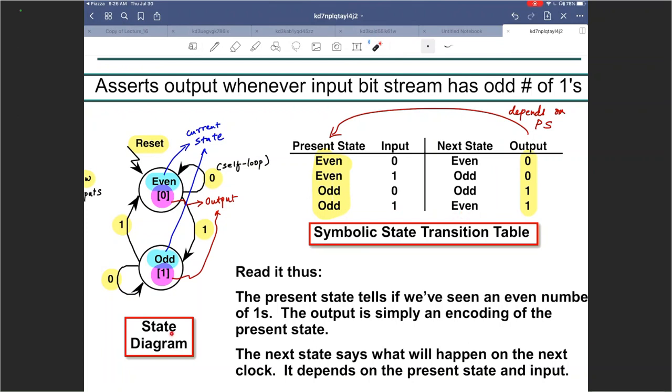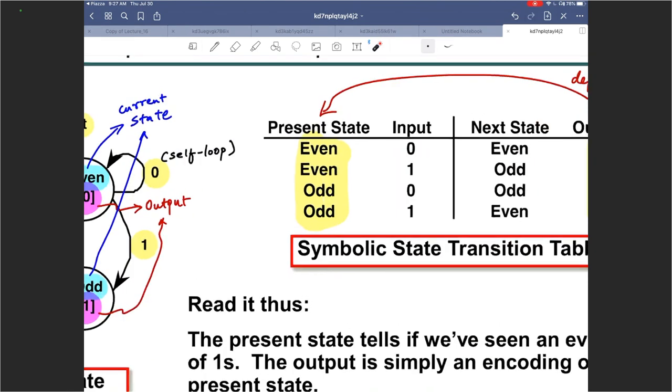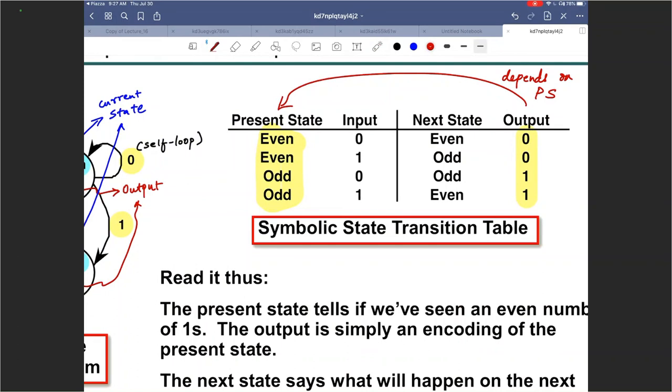So from the state diagram, you go to the symbolic state transition table. And from the symbolic state transition table, you can actually go to the state transition table. All you have to do is associate even with a 0 and odd with a 1. So if I associate even with a 0 and odd with a 1, this will become 0, 0, 1, 1, and this one will become, let's see, 0, 1, 1, 0. And instead of calling it next state, I will simply call this NS and present state PS. And I will call my input W and my output Z.